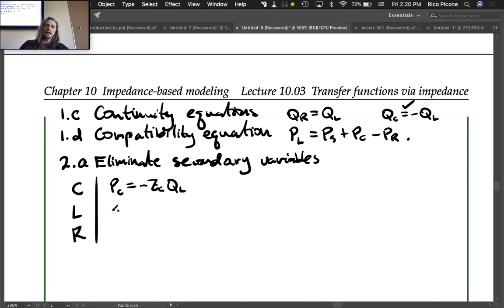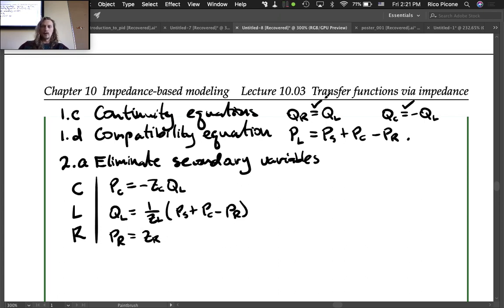And L is, the elemental equation was QL equals 1 over ZL times PL, now it's going to be PS plus PC minus PR. And finally we had PR equals ZR times, it was QR, but now we're going to plug in QL. We already used this in the last step. So QL.